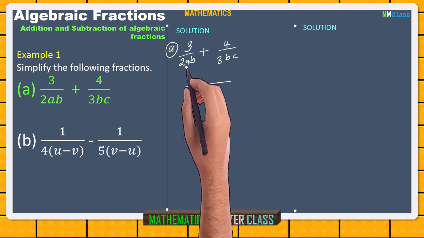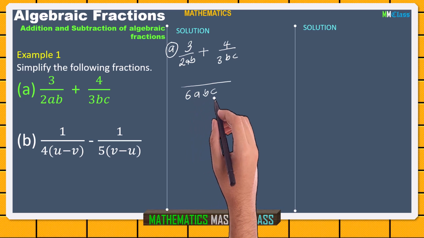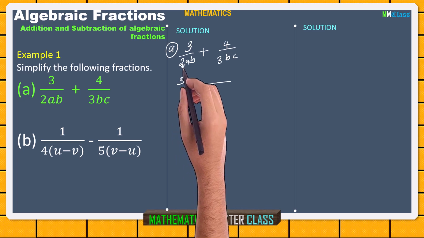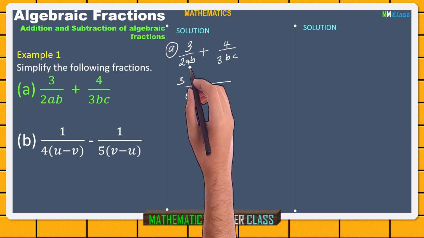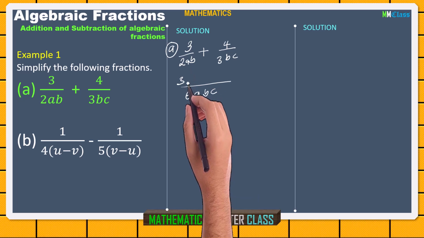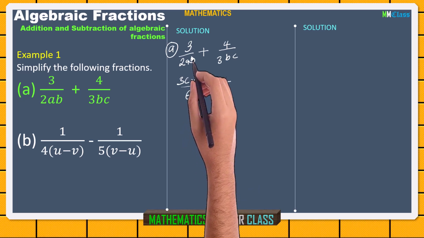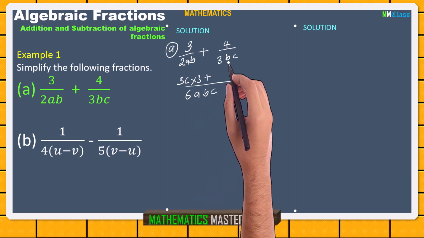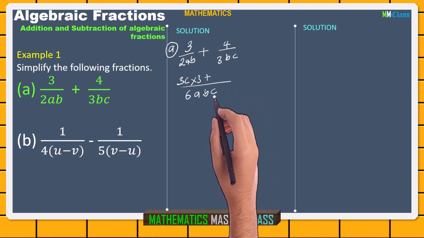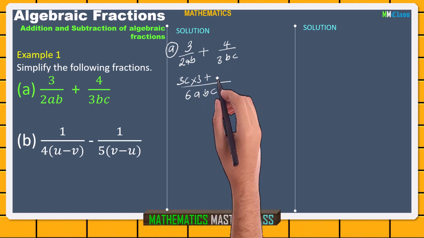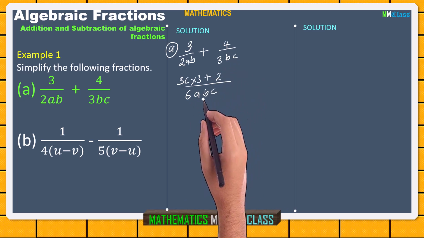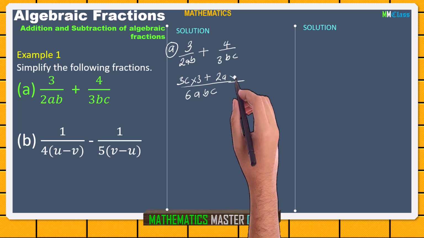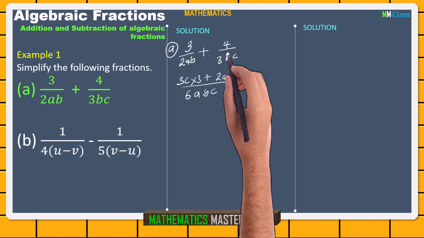So we are going to use 2ab to divide 6abc. So we are going to get 3, that is 2 goes into 6, 3 times. ab to divide abc, we will be left with c, times the numerator we have there, which is 3, plus. Then this 3bc to divide 6abc. So 3 into 6 is 2. bc to divide abc will be left with a, times 4, the numerator here.